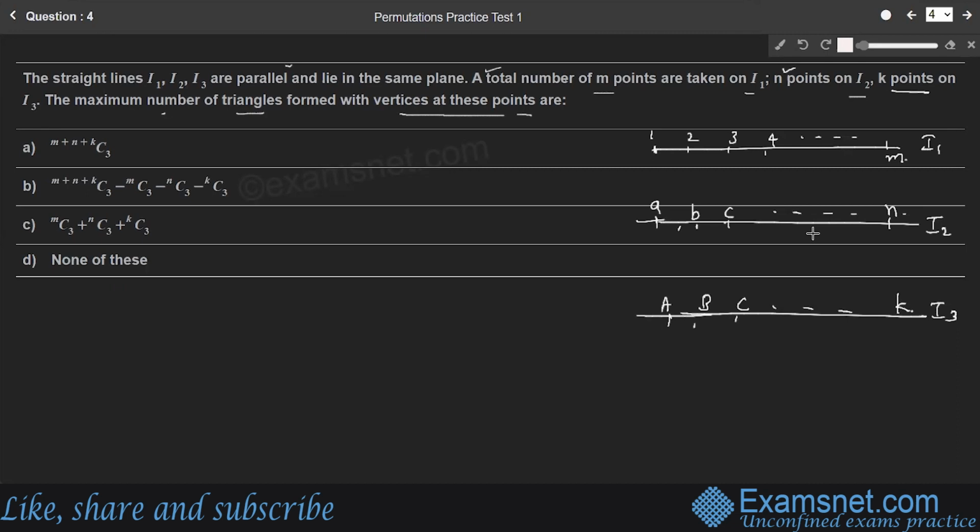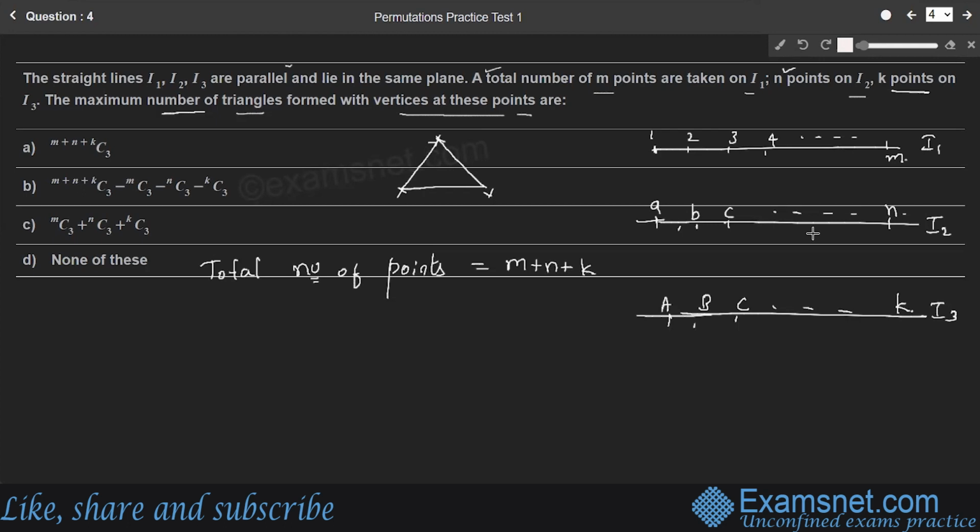Here the question is the maximum number of triangles formed with vertices at these points. On joining three vertices, you will get a triangle, right? So to form a triangle, we need 3 points. How many triangles can be formed using 3 points out of m, n and k? Here the total number of points is equal to m plus n plus k.